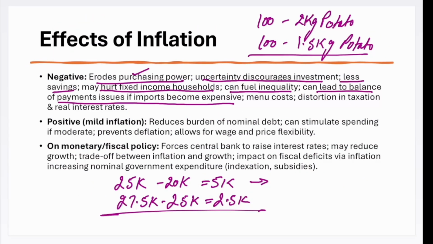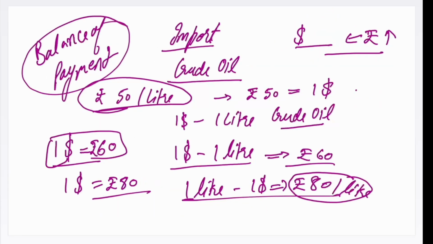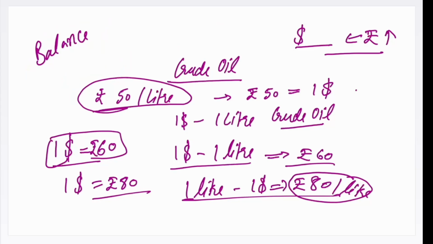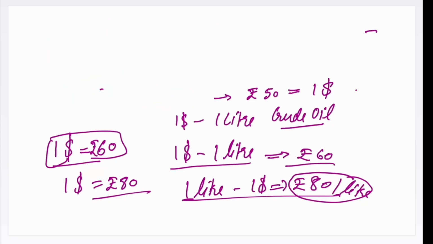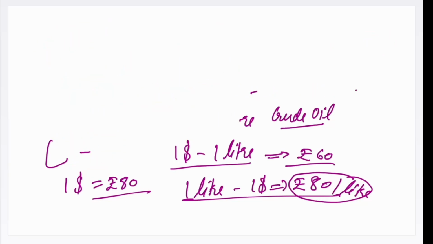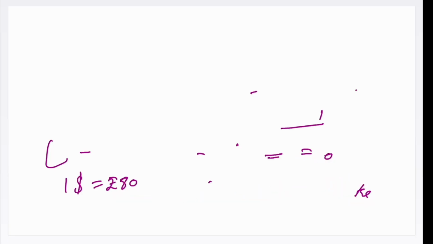And then there'll be distortion in taxation and real interest rates. Let me explain it with a bit of a concept. Let me explain what is also called tax creep. I'll just explain what happens. This is a very important aspect: how people end up in a higher tax bracket due to inflation. So let's understand this from the taxation perspective also.